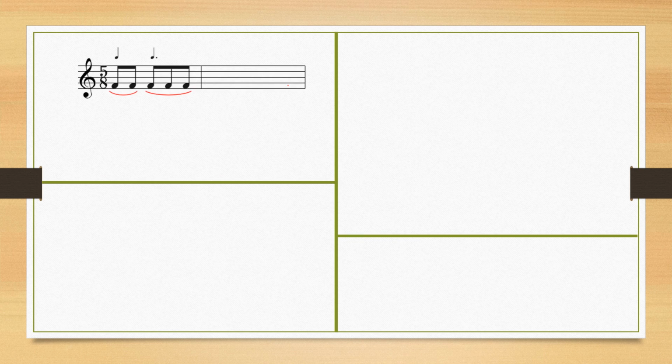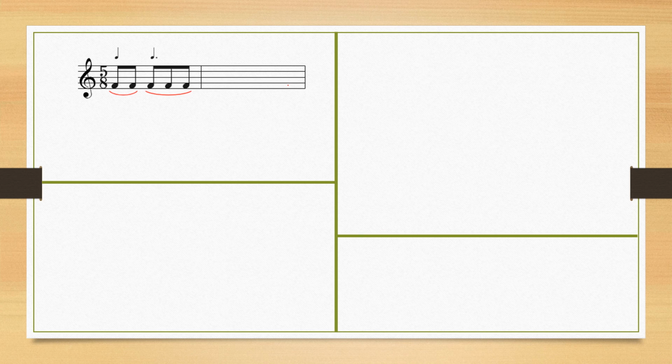So here we're going to look at four of the most common odd meters. Let's look at that first combination we had already, which is going to be 5/8. So 5/8, we have one simple beat and one compound beat.